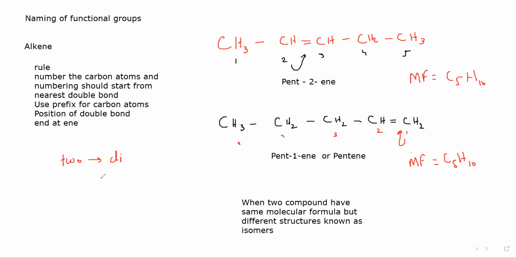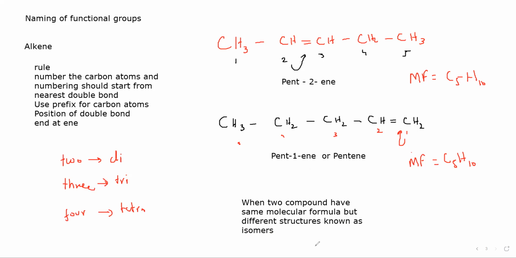But I don't want you to get confused, so I'm not going into detail on this. If 3 are there, we use the term tri. If 4 double bonds are there, we use the term tetra. But don't go into detail on this, because you are just studying simple structures. So this one is enough.